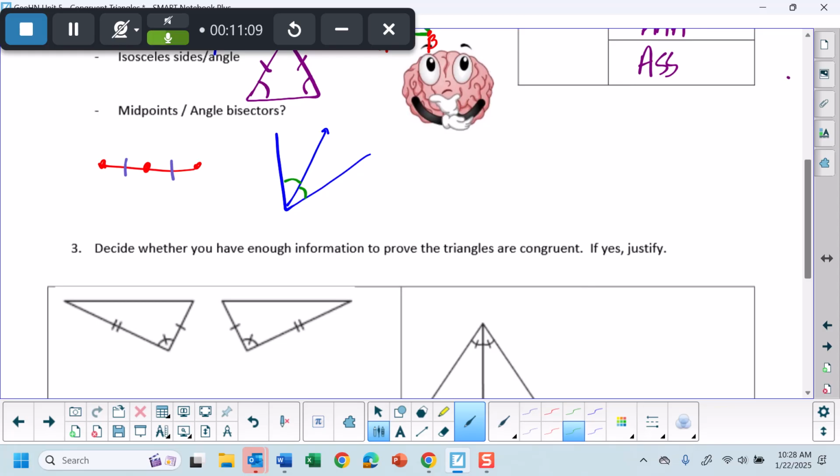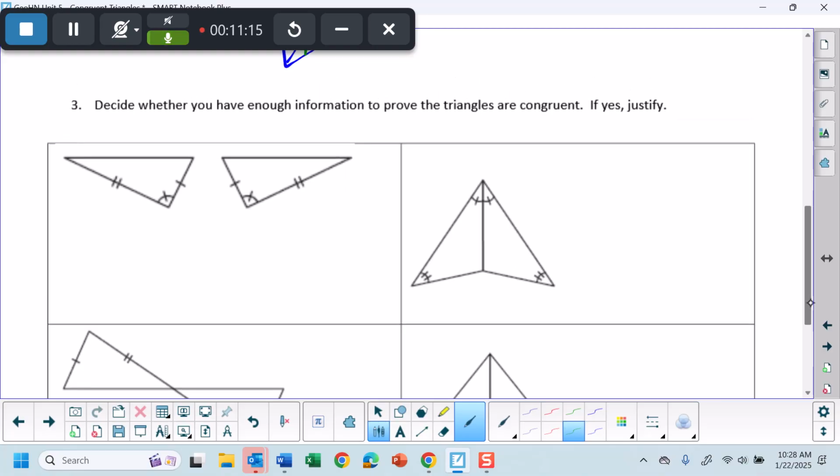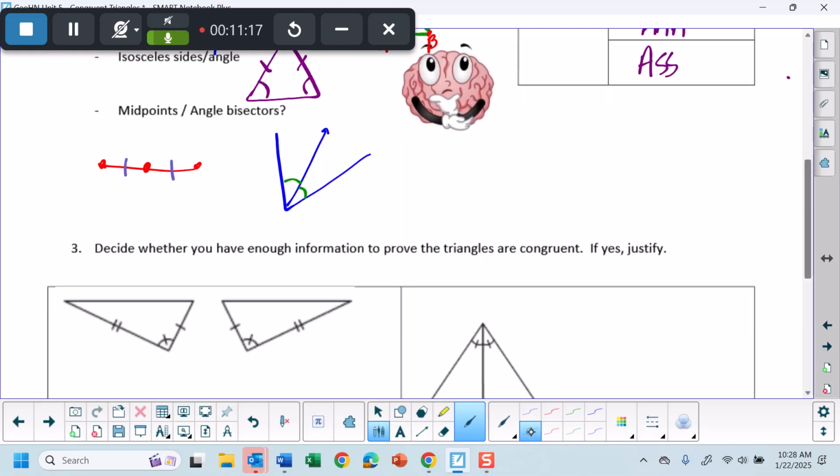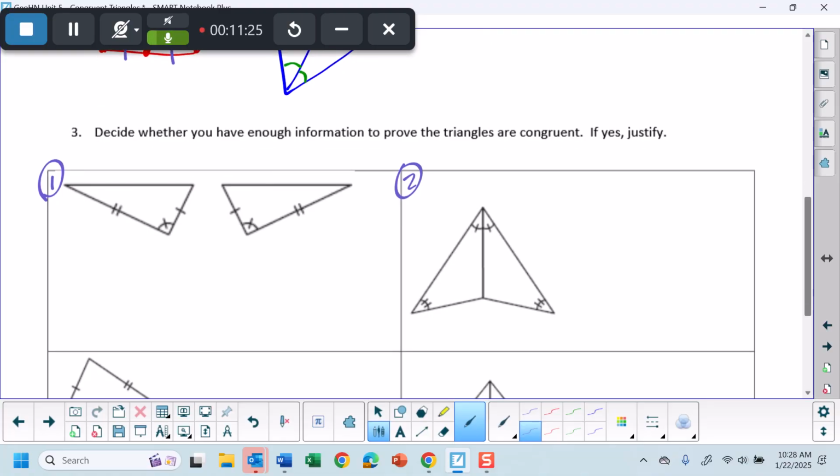Make sense? All right. Now you don't have these, just I do. What I would like you and your partner to do is decide how you would prove each of these triangles congruent, and I just want you talking about it. Turn to each other and talk. Go.